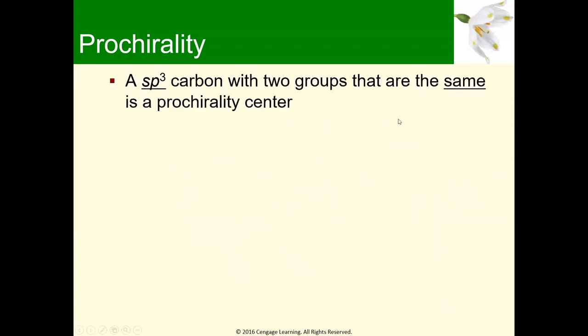Now, prochirality can also come from compounds that are already tetrahedral, sp3 carbon. Remember that tetrahedral geometry goes along with the sp3 hybridization. But we said up to this point that anytime you have 2 attached groups that are exactly the same, it's achiral, it's not chiral. Well, in certain circumstances, we can consider that prochiral, and now we want to talk about that. So prochirality is also evident when you have an sp3 carbon with two groups that are the same. That's called a prochirality center.